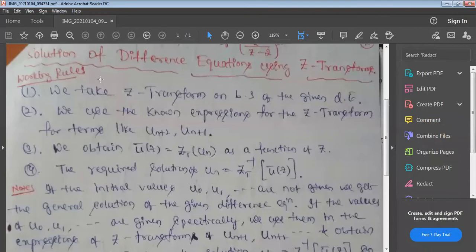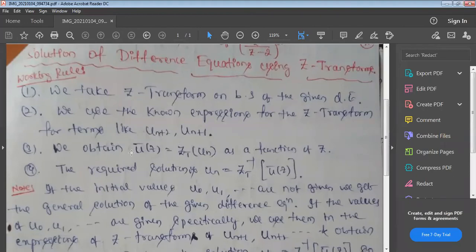So the working rule to solve a difference equation is: first, a finite difference equation like u(n+2), u(n+1), something like that, will be given to you. We take Z transform on both sides. Once you take Z transform on both sides, we use the known expressions for u(n+1), u(n+2) and so on. There is a small formula for u(n+1), u(n+2) and so on. Let us use them and simplify it.